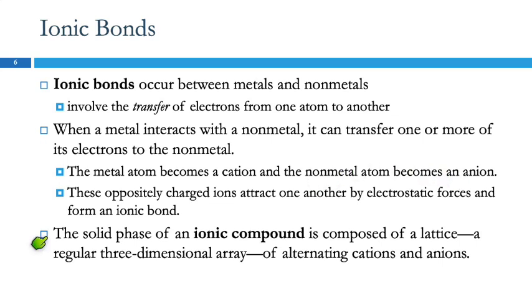So in the solid phase of an ionic compound, we're going to have a lattice or a geometric arrangement of positive and negative ions.